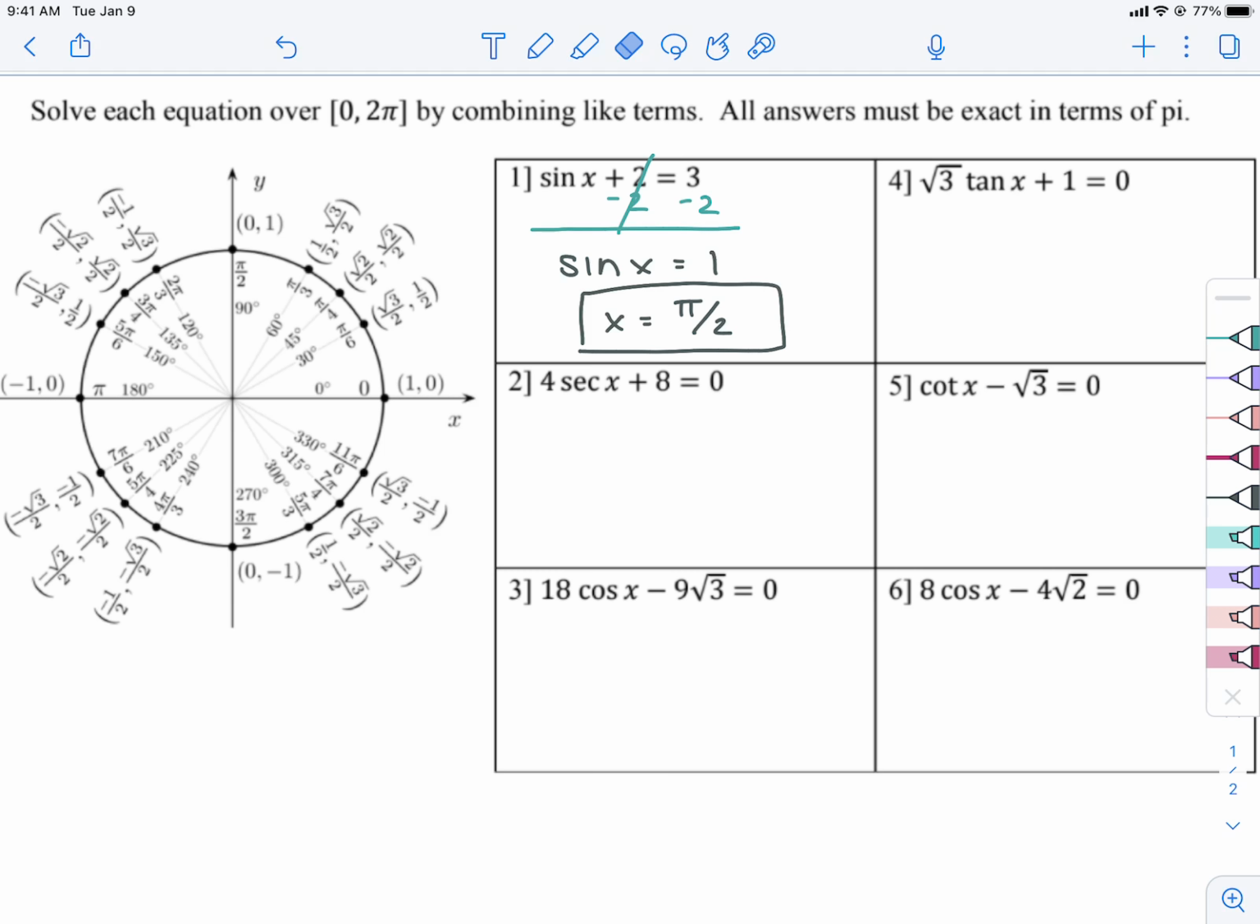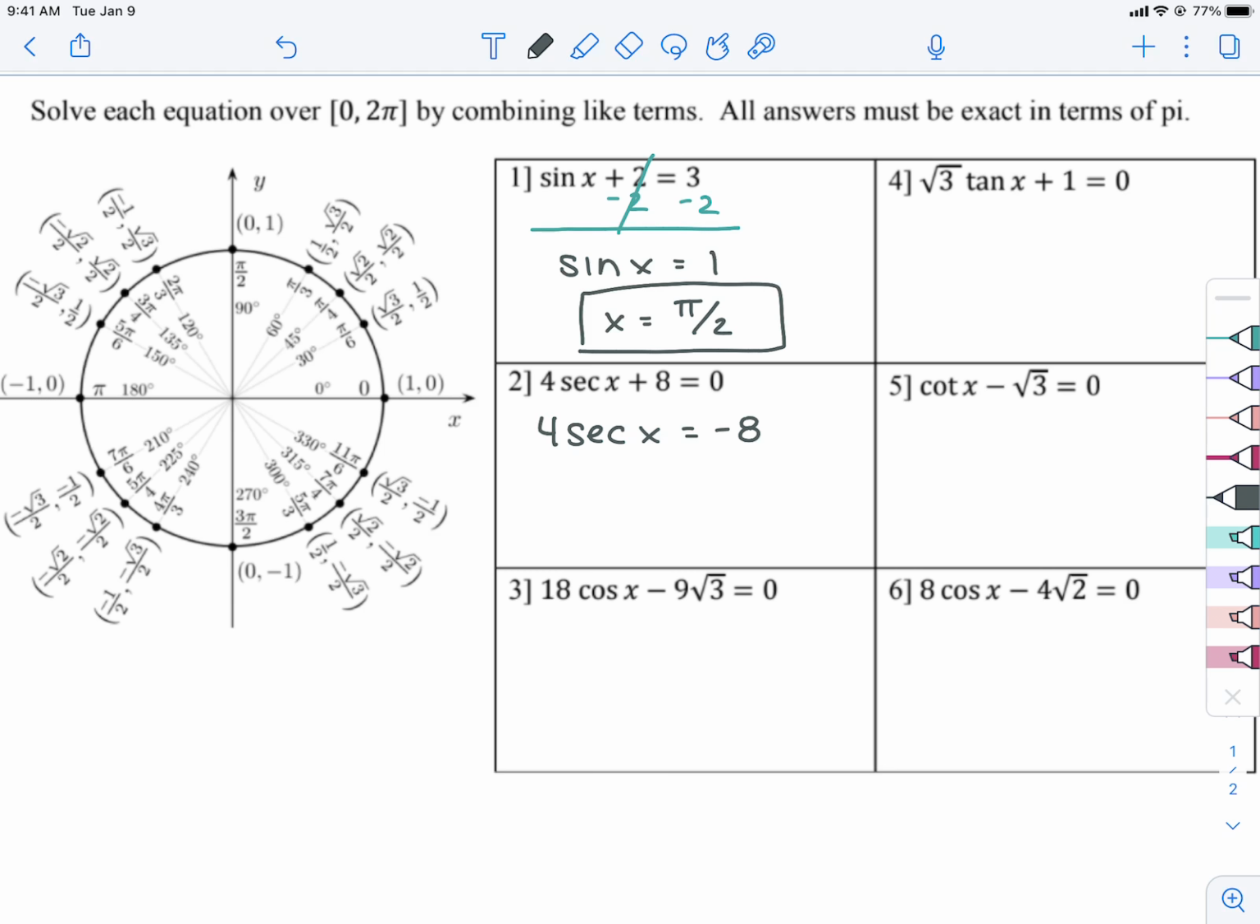Okay, so what's the first thing I'm going to do in number 2? If I've got 4 secant of x plus 8 equals 0. Subtract 8 on both sides. When I subtract 8 on both sides, I'm going to get 4 secant of x equals -8.